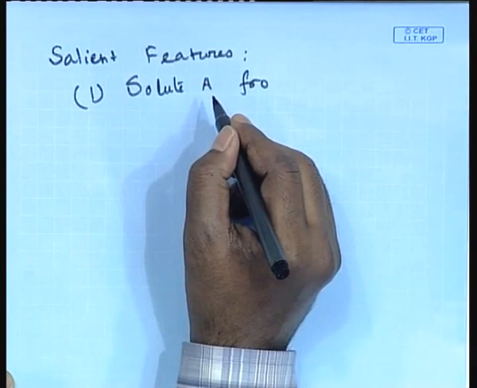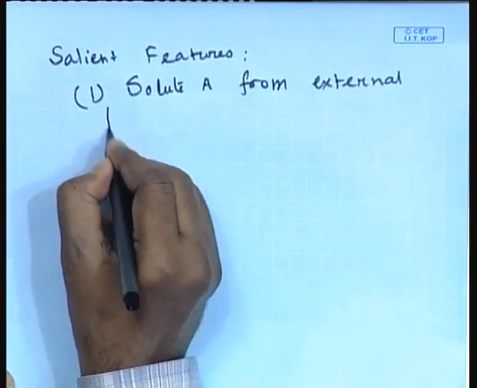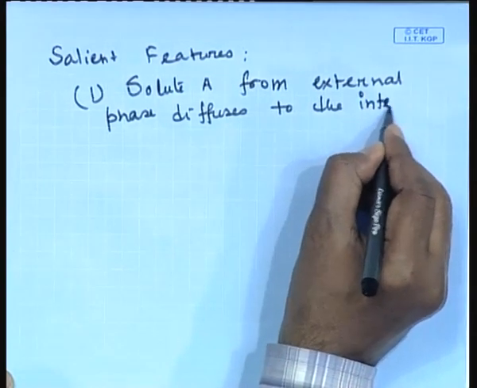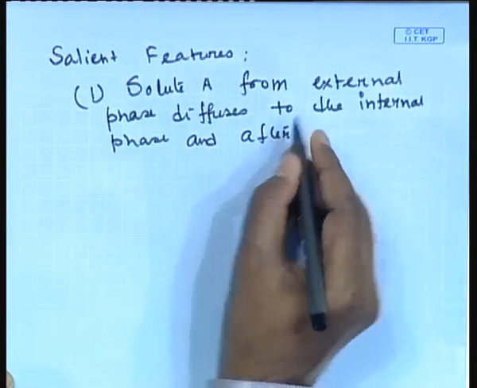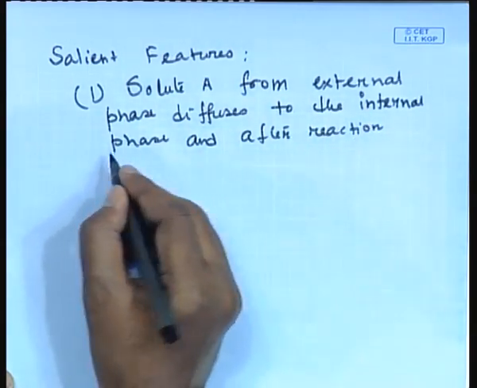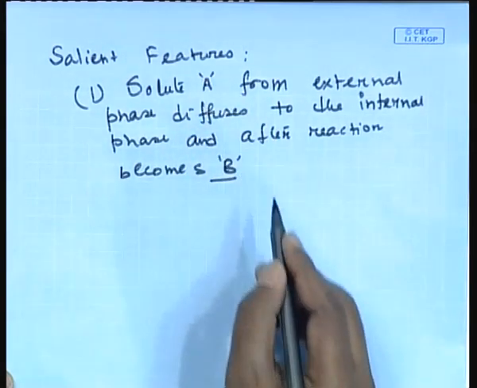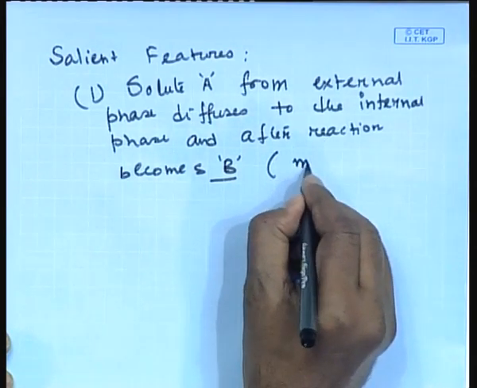Solute A is the pollutant, either heavy metal ions or cations, from the external phase. It diffuses to the internal phase and after reaction it becomes P. The solute A diffuses through the membrane phase, goes into the internal phase, where the reactant is present, and reacts with it and produces the complex, let us say sodium phenolate. Sodium phenolate is termed as B. This whole process will be associated with an effective mass transfer coefficient, K subscript A.